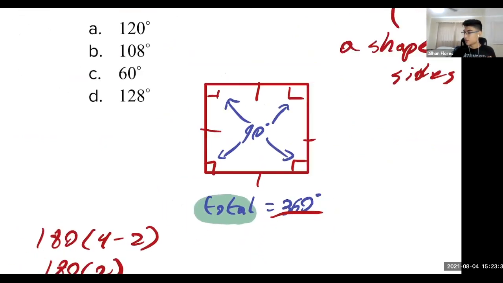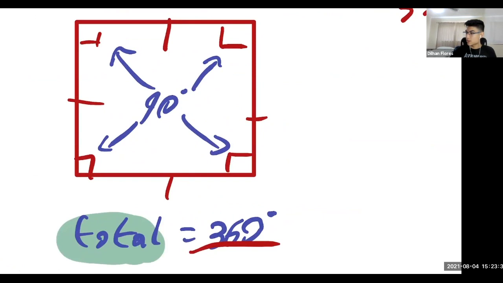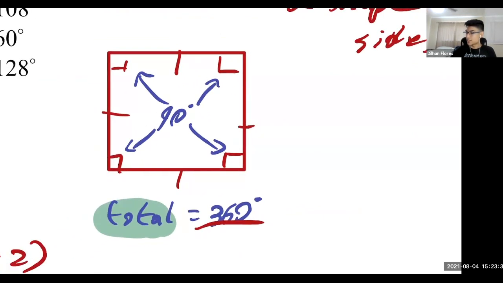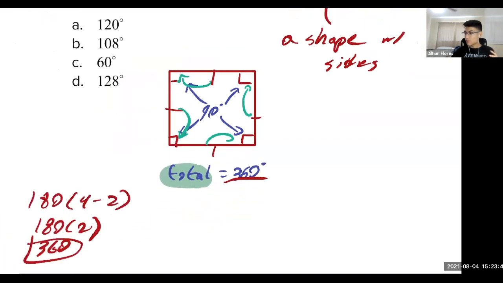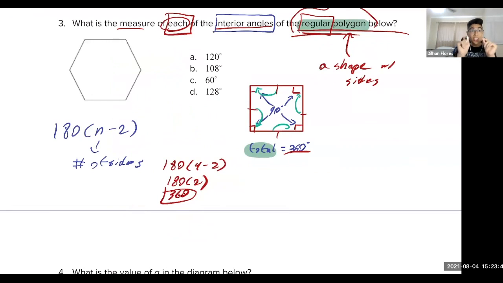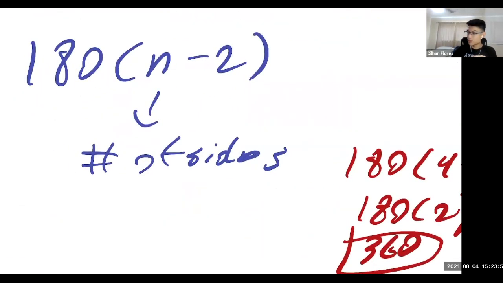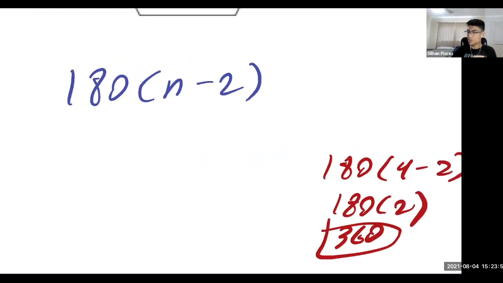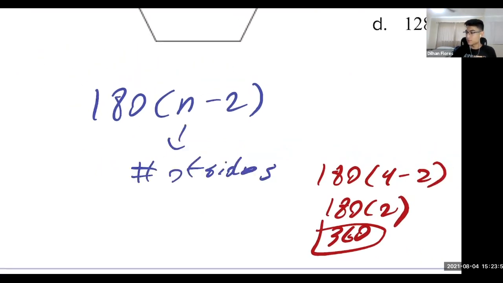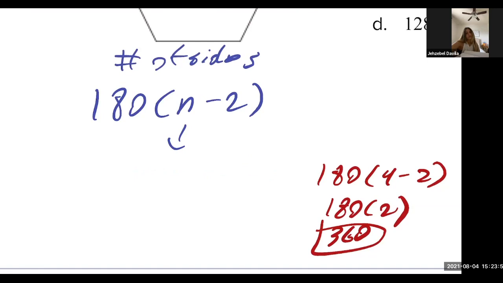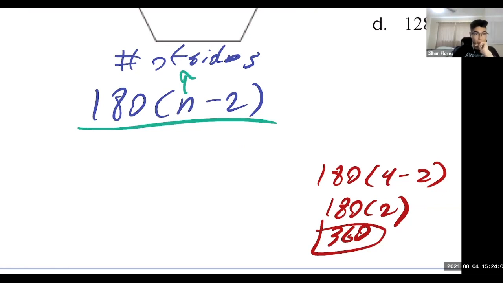Also, fun fact, there are the same amount of angles as there are sides. So that's angle, side, angle, side, angle, side, angle, side. If we want to find the measure of each individual angle, we're going to have to divide. What are we dividing by? 4. We are dividing by 4 exactly for a square. But in general, what are we dividing by, in terms of the equation?